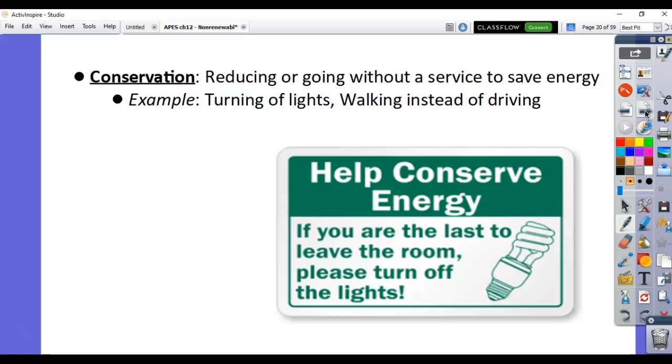Last thing we're going to do, energy conservation. So reducing or going out without a service to save energy. So to conserve is to save, right? So how am I going to save energy? Well, turn off the lights, walking instead of driving. Some people get this confused with energy efficiency. They're very similar. Energy efficiency, you're talking more about the process of converting energy, whereas energy conservation, you're just not using something so that you can save energy.